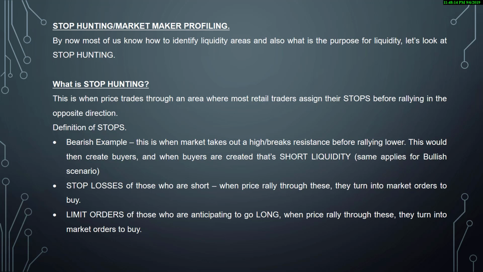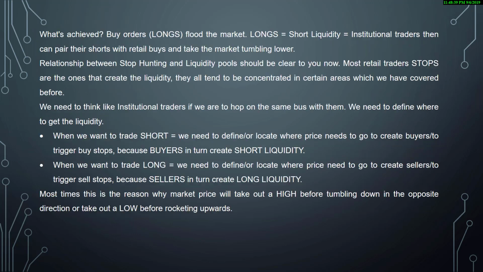Limit orders of those who are anticipating to go long. When price rallies through this, they turn into market orders to buy. Remember, we're talking of a bearish example. When price rallies through X, there's limit orders for people who are anticipating the price to keep going up. In other words, market wants to go all the way to the downside.